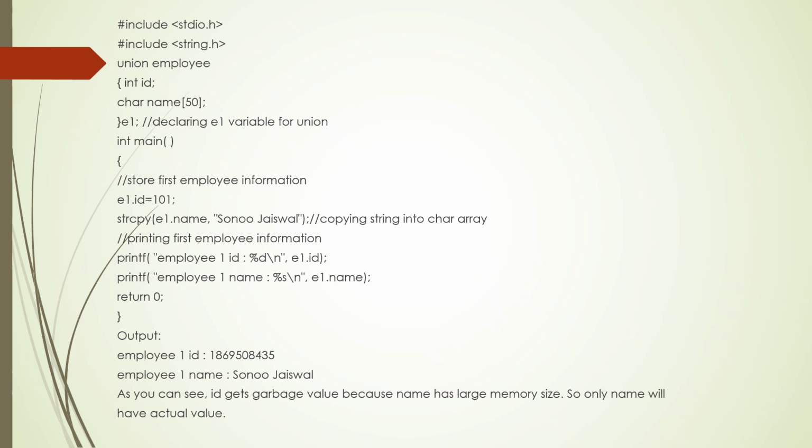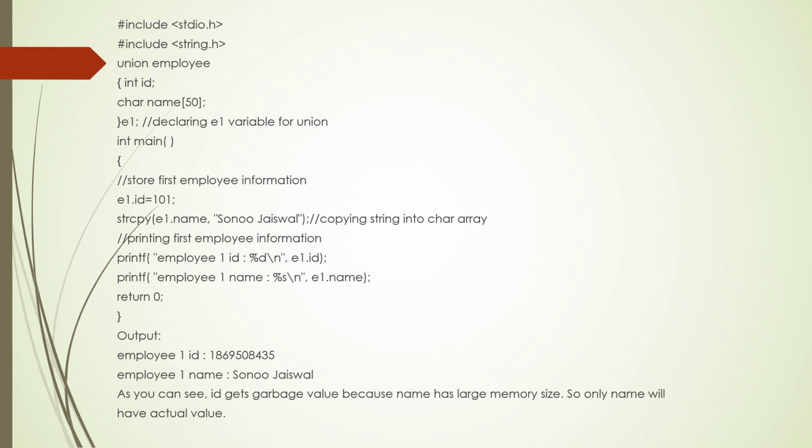Now we get the output: the program prints both the ID and name. The name is displayed correctly, but the ID shows a garbage value. This happens because the name occupies more memory and overrides the ID value in the shared memory space. So this example clearly demonstrates that in unions, only the most recently assigned member contains valid data.